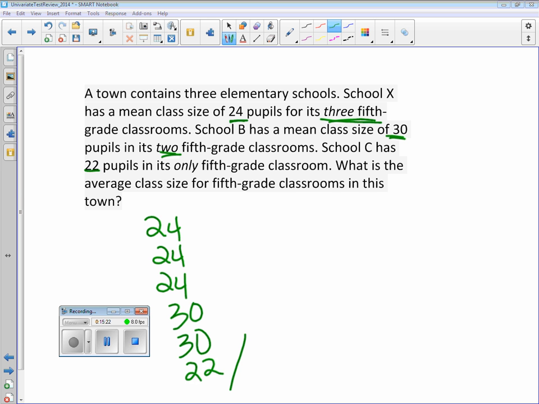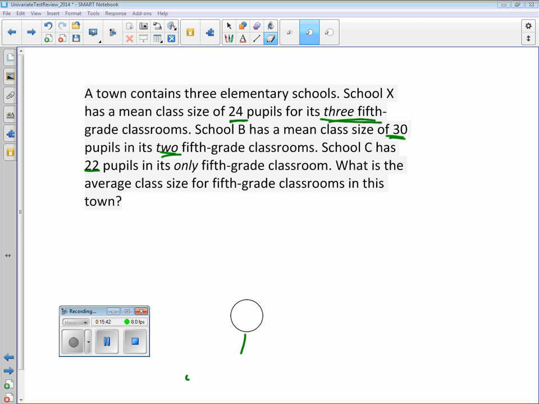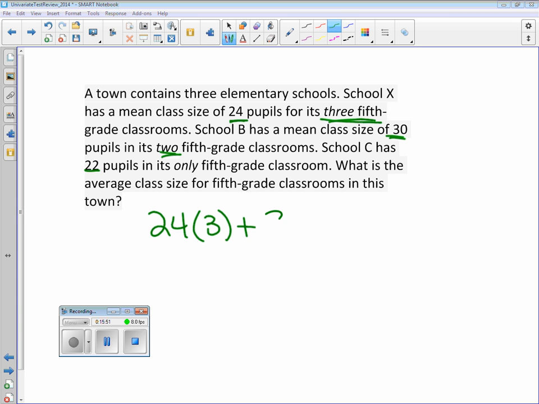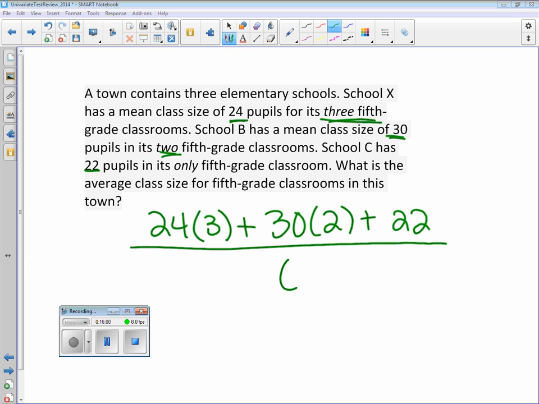But what if I had like Prince William County Schools? This is obviously a small town, small town USA. We talk about Prince William County Schools. We have a lot of 5th grade classrooms, right? So this would be tedious to do, writing them down every time. Do you agree with that? What's a shortcut? Same number, just multiply it. So 24 times 3 plus 30 times 2 plus 22 times 1 if we wanted to, all divided by 6, because there are 6 classes. Would you agree with that?